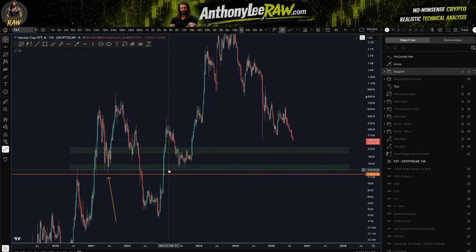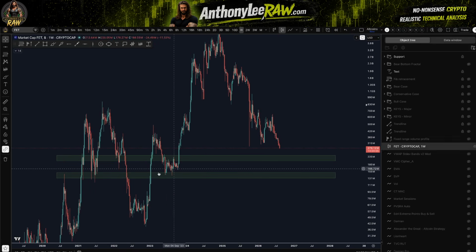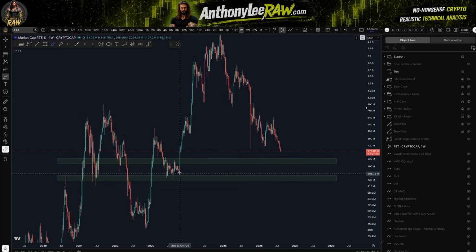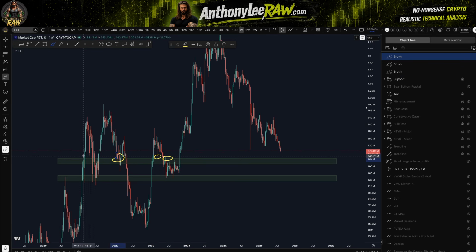And here are your support and resistance levels based on market cap, okay? You can see coming into here, you had very clear support and resistance here. Support there, resistance, support, resist. You get the idea.